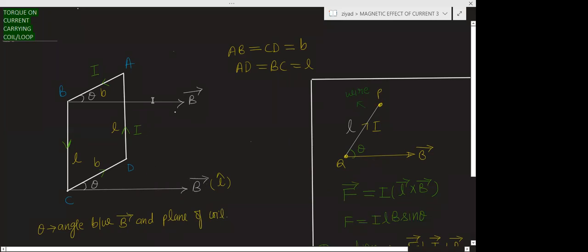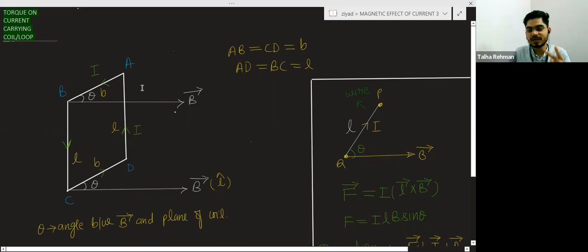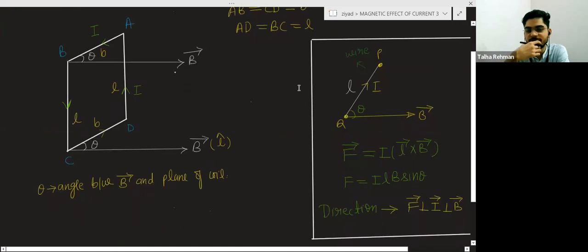And this is a rectangular coil, so this side is equal to this side, and this side is equal to this side. AB and CD are equal to B, AD and BC are equal to L. Now there is one more concept that I will use here, which I will explain later, but this is the main concept we will use.